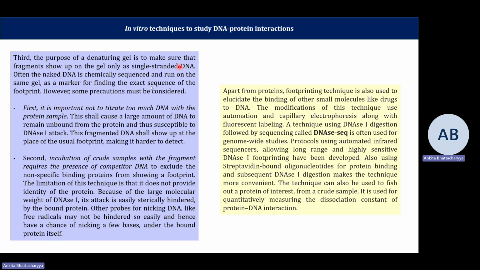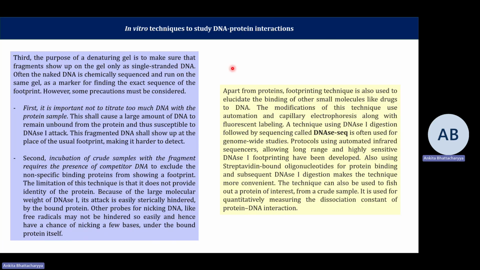Protocols that use automated infrared sequencers, allowing long-range and highly sensitive footprinting, have also been developed. Also, using streptavidin-bound oligonucleotides for protein binding and subsequent DNase 1 digestion makes the technique much more convenient. This can be used to fish out a protein of interest from a crude sample, etc.